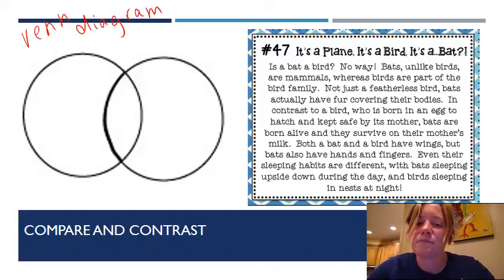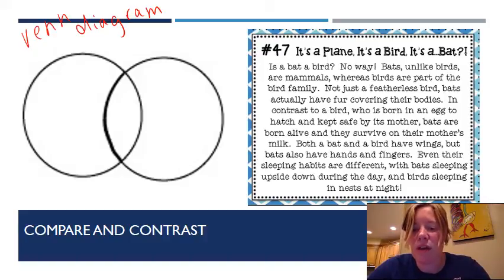Listen to this passage. It's a plane, it's a bird, it's a bat. Is it a bat, a bird? No way. Bats, unlike birds, are mammals, whereas birds are part of the bird family. Not just a featherless bird, bats actually have fur covering their bodies. In contrast to a bird who is born in an egg to hatch and kept safe by its mother, bats are born alive and they survive on their mother's milk.